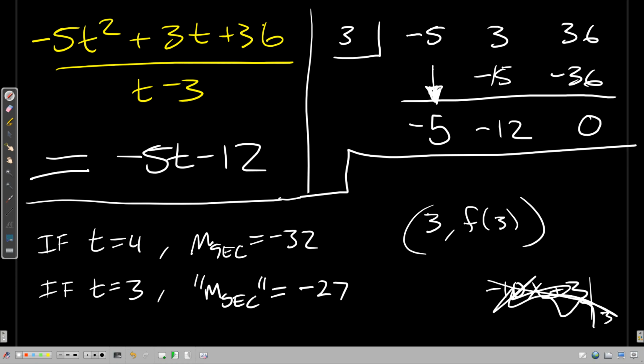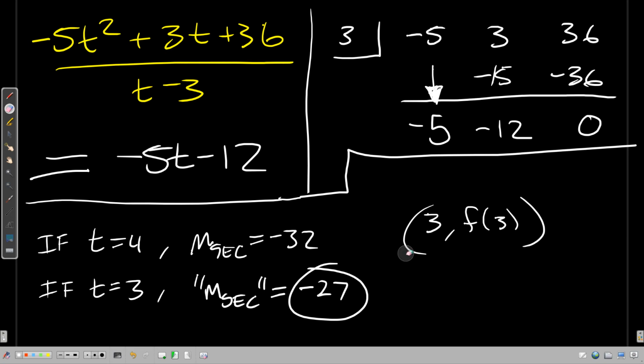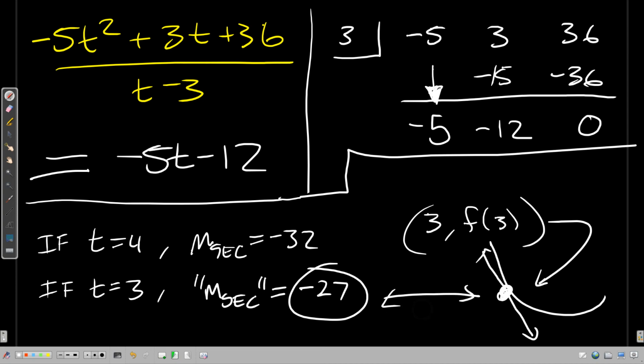Then yeah, this right here is exactly the slope of the tangent line. So this curve is doing something like this, and right there, which is this point, that line touches the curve exactly at that point and has a slope of -27. Pretty neat.